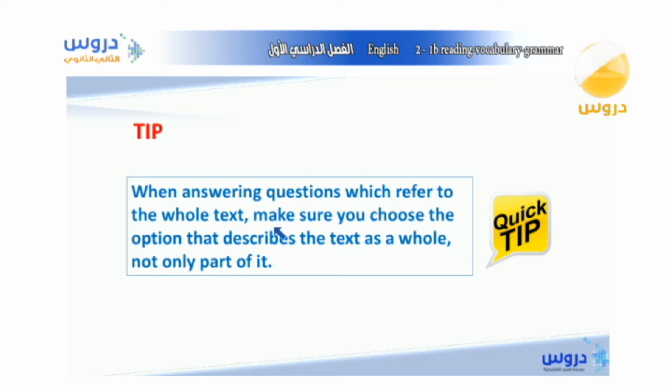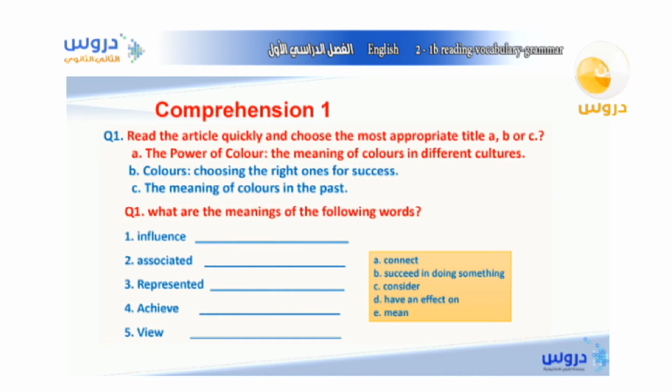So try, when answering these questions which refer to the whole text, make sure you choose the option that describes the text as a whole. So if you have answers, and if you want to answer, try to make your answer talk about the whole text, not just a part of it. We'll see. So we had some words here, but before the words, we have the first question.